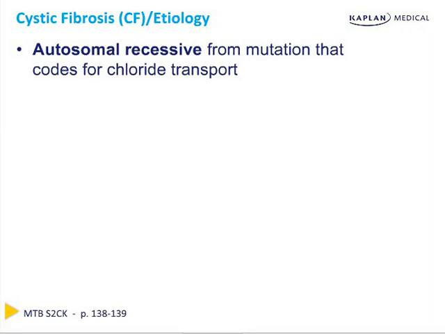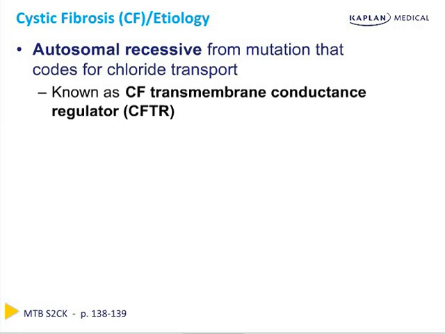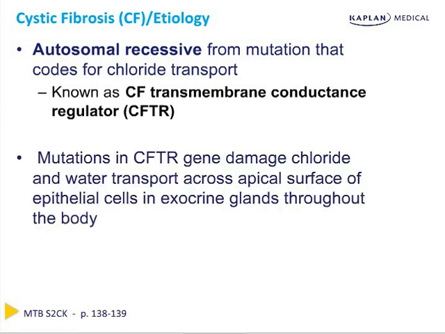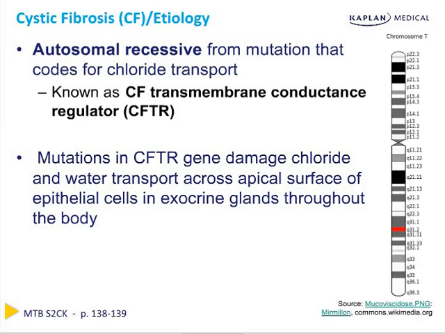Cystic fibrosis is an autosomal recessive disease that results in a mutation for the gene for chloride transport. The most common is the CF transmembrane conductance regulator, or CFTR. Mutations in the CFTR gene damage the chloride and water transport across the apical surface of epithelial cells, and this occurs in exocrine glands throughout the body. This gene is located on chromosome 7.